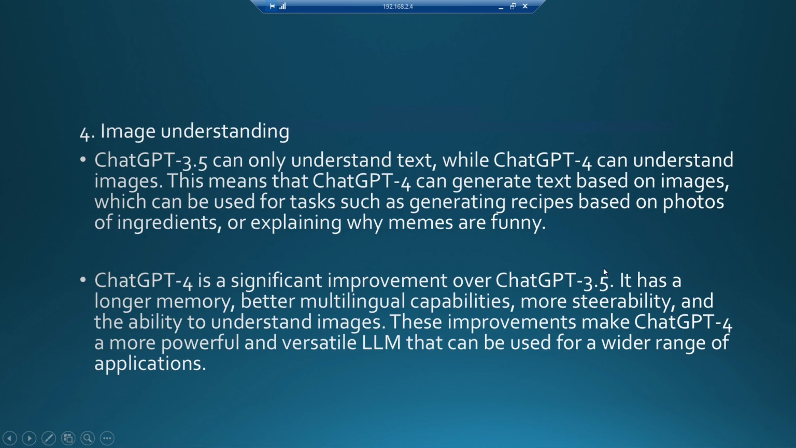The next point is image understanding. ChatGPT 3.5 can only understand text, while ChatGPT 4 can understand images. This means that ChatGPT 4 can generate text based on images, which can be used for tasks such as generating recipes based on photos of ingredients or explaining why memes are funny. So, the ChatGPT 3.5 version can understand only text.